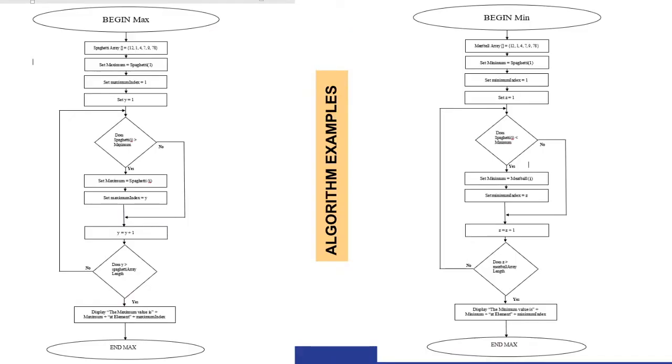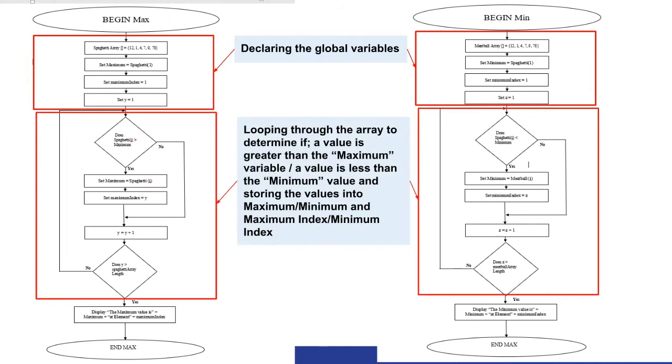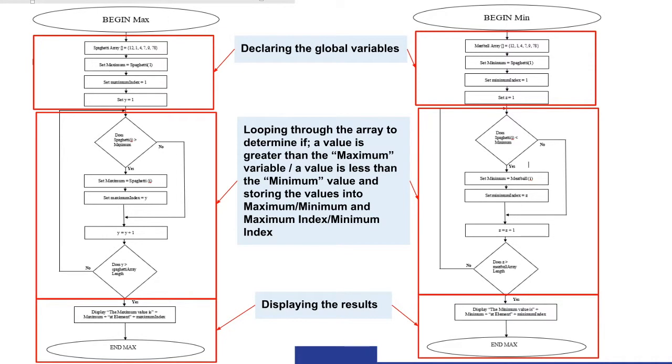Here are two algorithms for finding the maximum and minimum values in an array, in which both of these are relatively similar. Firstly, the algorithm begins with declaring our global variables and establishing the array values. Then looping through the array with an if statement determining if the y is greater than or less than the array value, and if true, storing the necessary values. Finally, after all the values have been considered in the array, display the results.